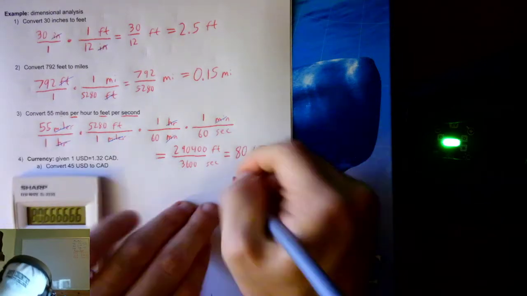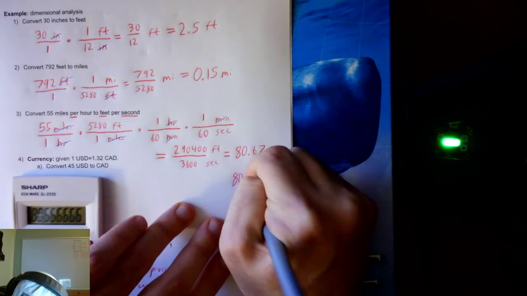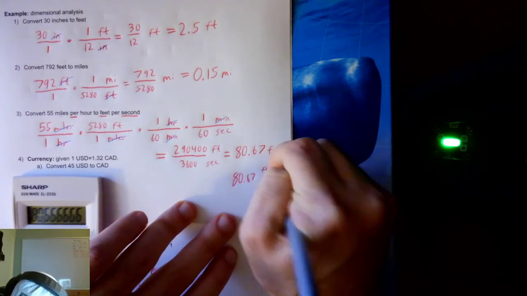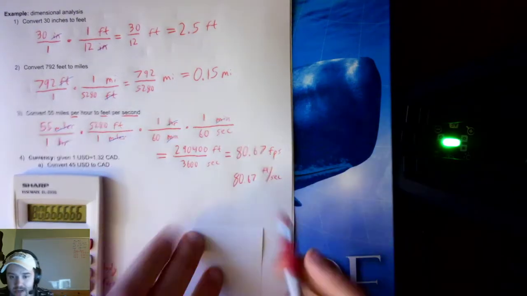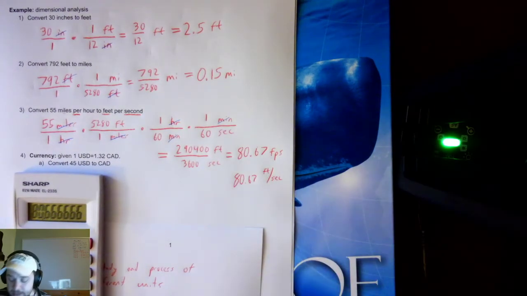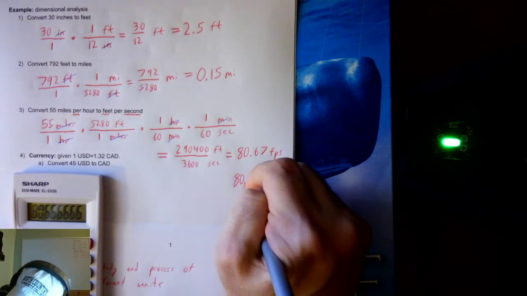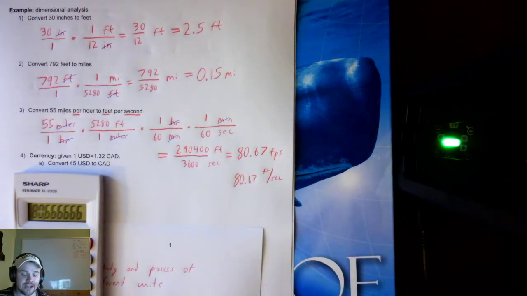You also could have written 80.67 feet per second, right? You could have written the unit as a fraction. Once you've divided out, you can write the unit as a fraction, feet per second, just like miles over hours, right? Miles per hour, feet per second.